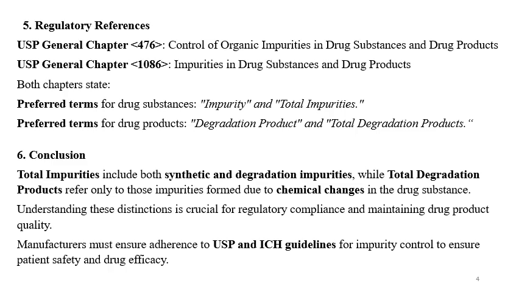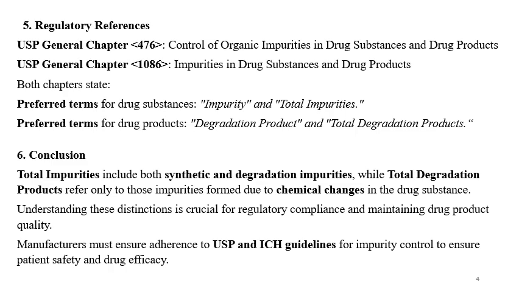So when you come across these terminologies, always understand that for drug substances, impurity and total impurities are the terms, and for drug products, degradation product and total degradation products are the terminologies. In conclusion, total impurities include synthetic and degradation impurities, while total degradation products refer only to those impurities formed due to chemical changes or degradation of the drug substance. Understanding these distinctions is crucial for regulatory compliance and maintaining drug product quality.